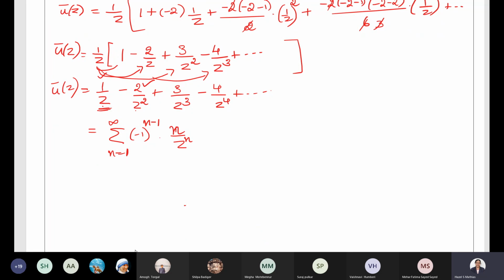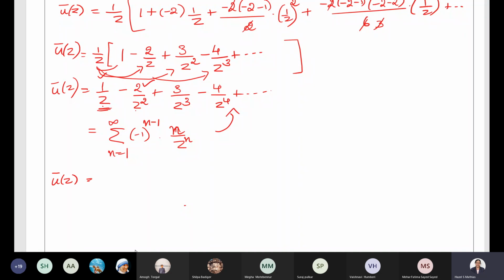When you have n term over here, you cannot put n equal to 0. The entire term will be 0. So it should start with n equal to 1. If you put n equal to 1, you will get back the same expression. So this is the nth term of the series.